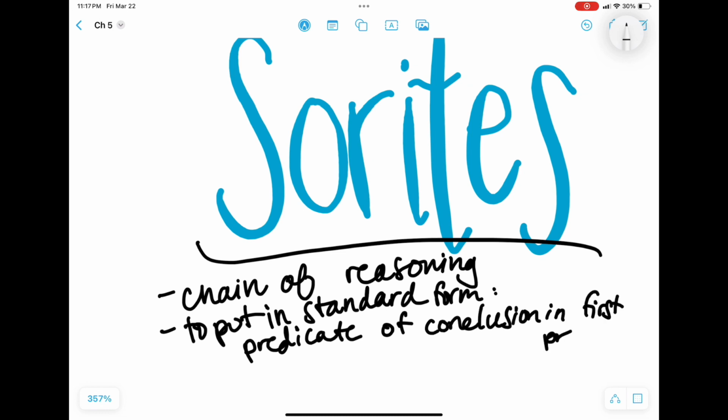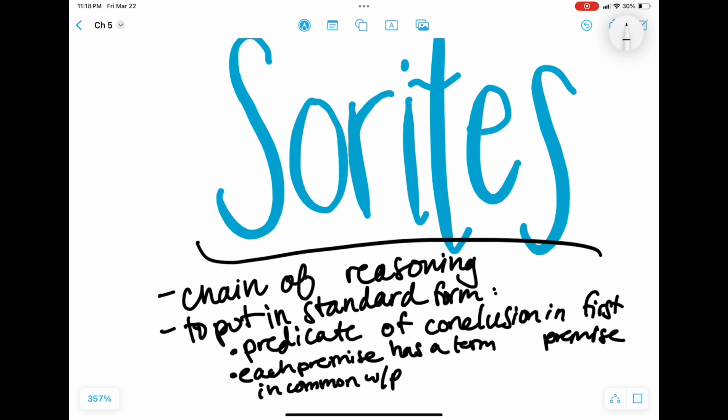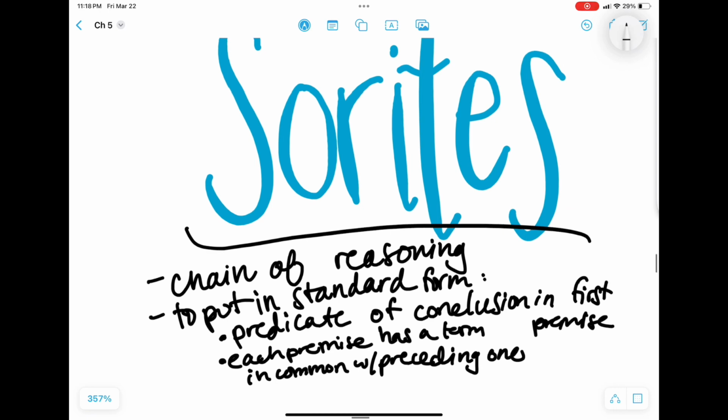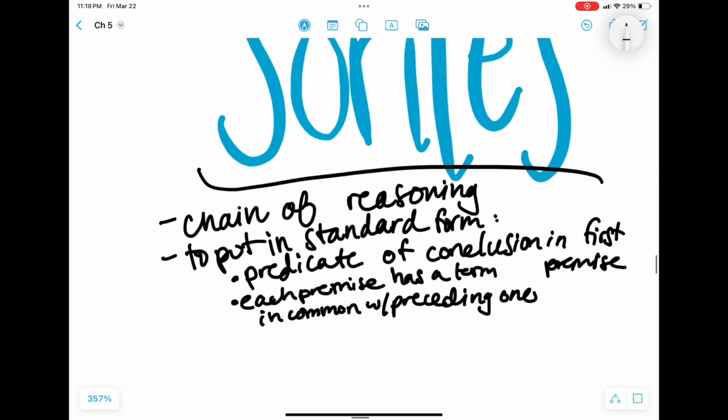So what we want to do in order to put these in standard form is we want to make sure the predicate of the conclusion is in the first premise, and then each premise includes one term in common with the previous premise. And then we can follow the chain all the way from the beginning to the end.